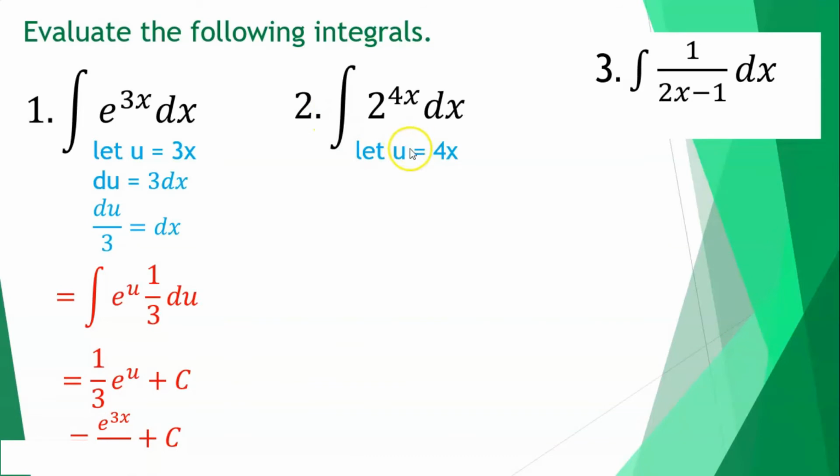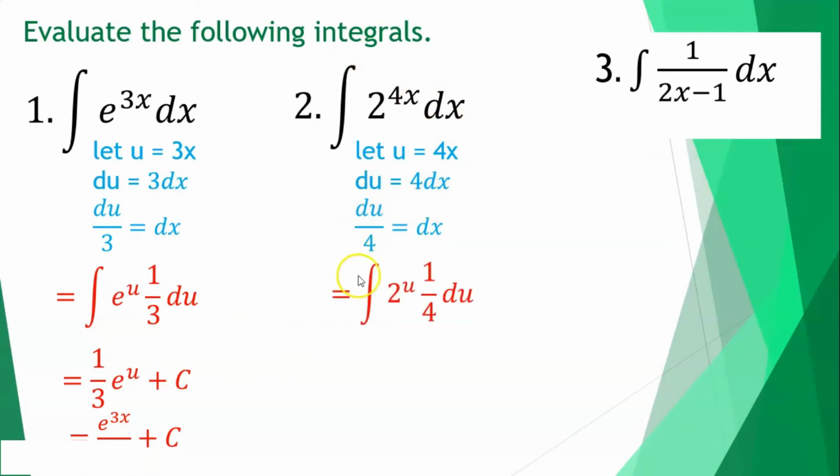Another, the integral of 2 to the power of 4x dx. So let u be equal to 4x. The derivative of u is du, the derivative of 4x is 4 dx. Since we only have dx, divide the entire equation by 4. So dx here would be du over 4.